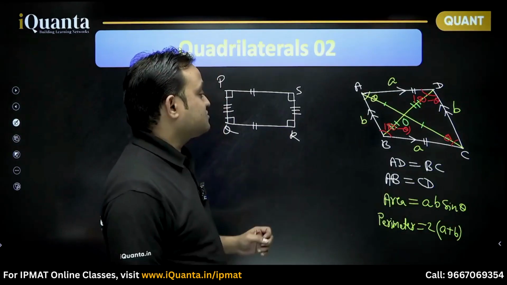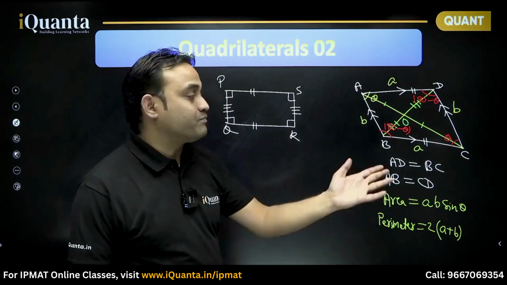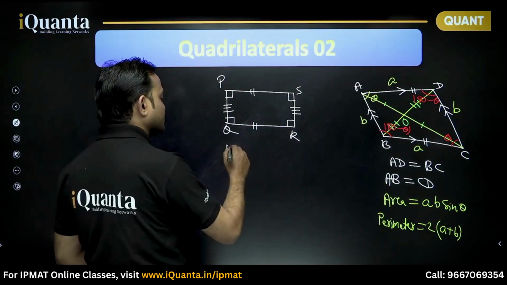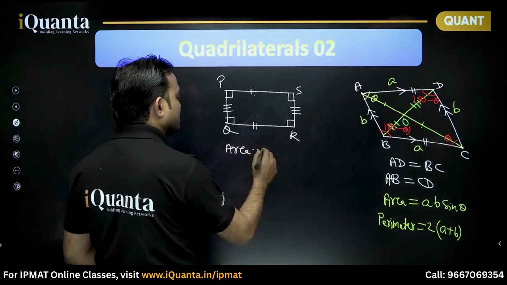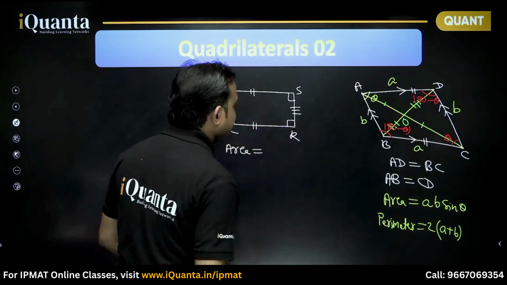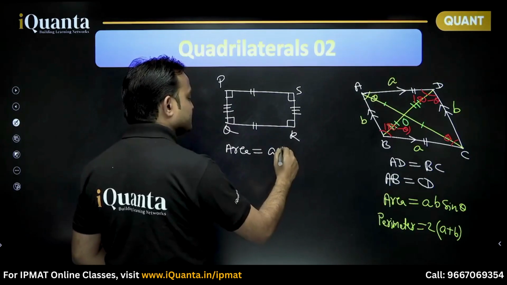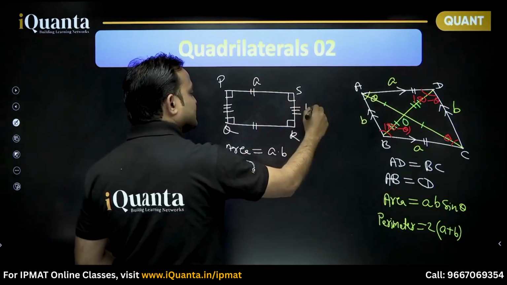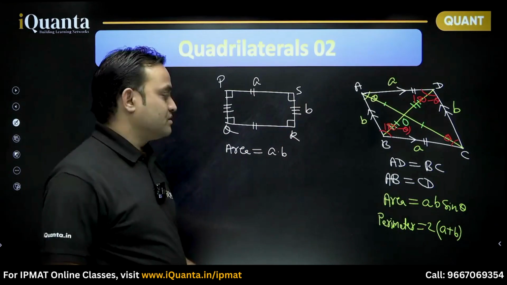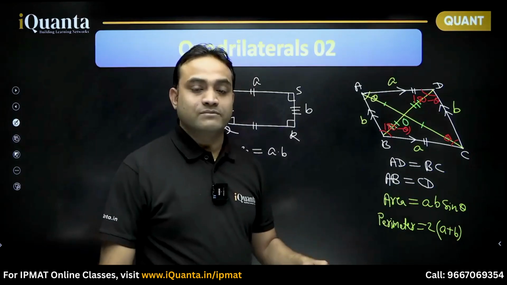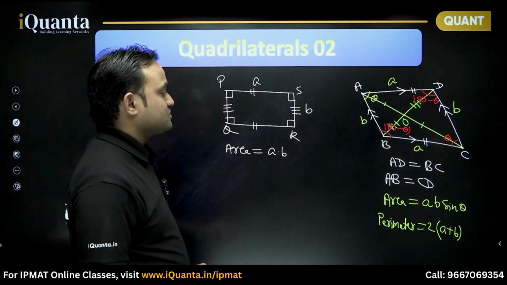Now, in case of a rectangle, what is different from a parallelogram? The area will be equal to AB sine theta. Theta is equal to 90 degrees, so we can simply say this is AB. If this side length is A, this side length is B, this will be A into B. Perimeter will remain the same throughout all the parallelograms.